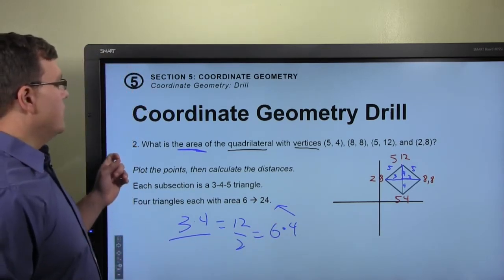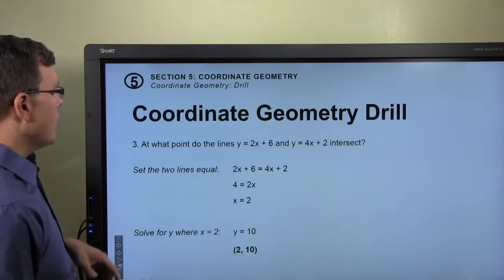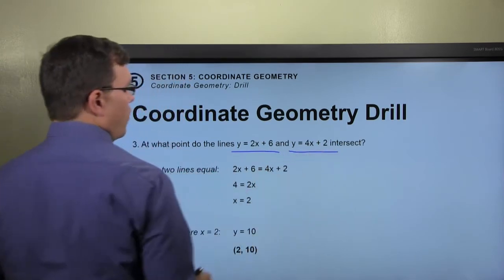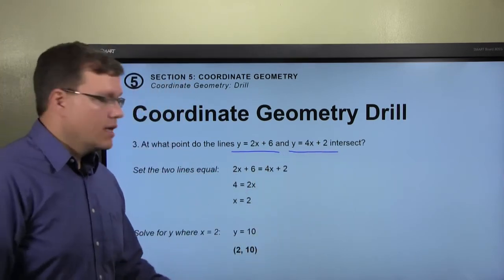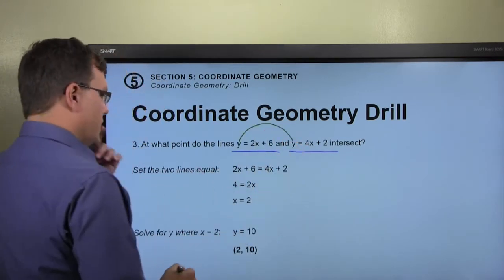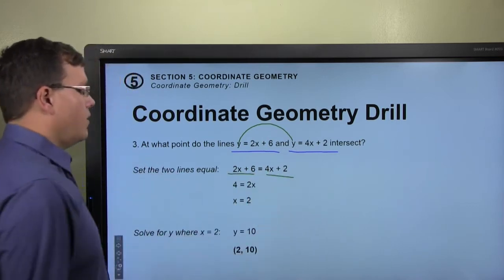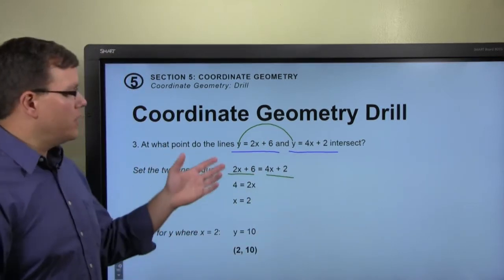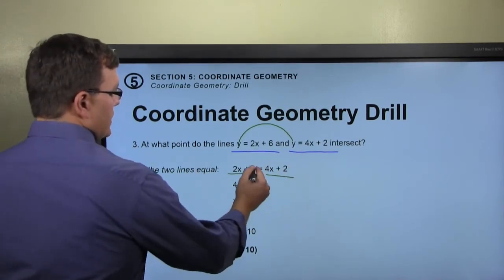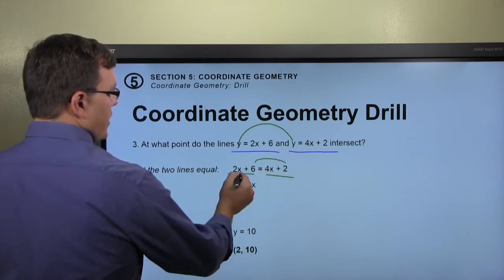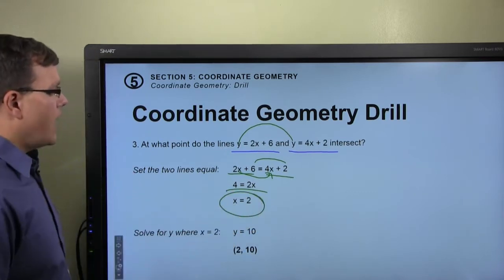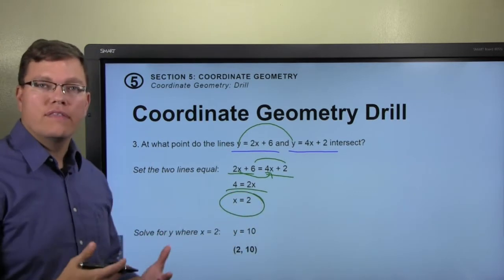All right, next on the drill, we have number 3. At what point do lines y equals 2x plus 6 and y equals 4x plus 2 intersect? Well, when we're looking for the point where they intersect, that's the point where the y coordinate is going to be equal. So set these two things equal. Where does 2x plus 6 equal 4x plus 2? That's all we've got to do. If we subtract 2 from this side and subtract 2x from this side, we get 4 equals 2x, or x is 2. So now we know that x is 2 where they intersect.